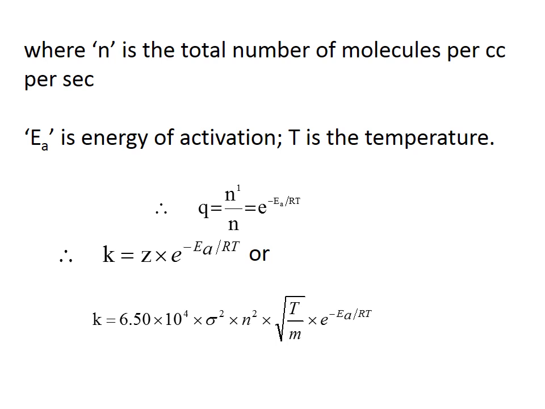Substituting the value of Z, K will be equal to 6.50 into 10 to the power of 4 into sigma square into N square into root of T by M into e power of minus EA by RT. This is the rate constant for a bimolecular reaction: K is equal to 6.50 into 10 to the power of 4 into sigma square, the molecular diameter squared, into N square into root of T by M into e power of minus EA by RT.